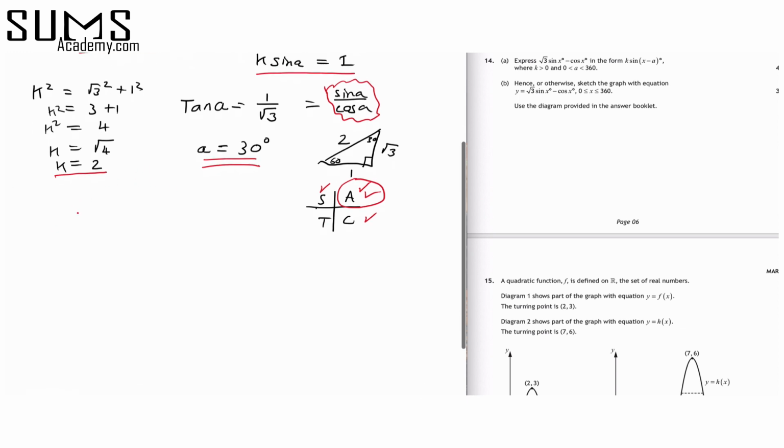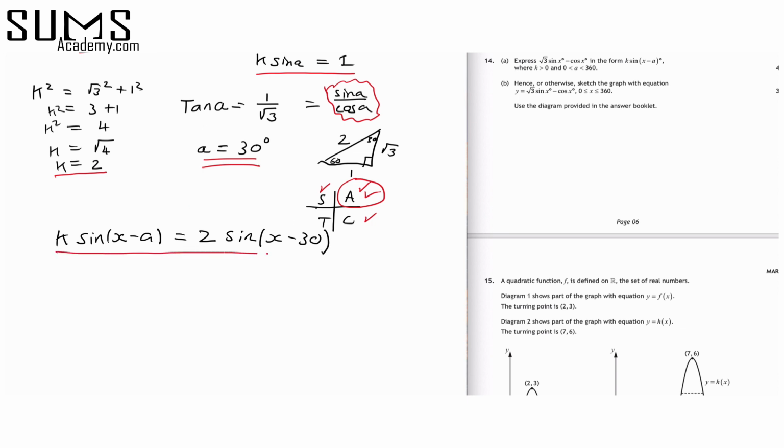Okay, so now we want to write out our final expression, which is going to look like this. k sine (x minus a) equals, well, we figured out k was equal to 2, and we worked out a to be 30, so 2 sine (x minus 30), and that's our final answer there.